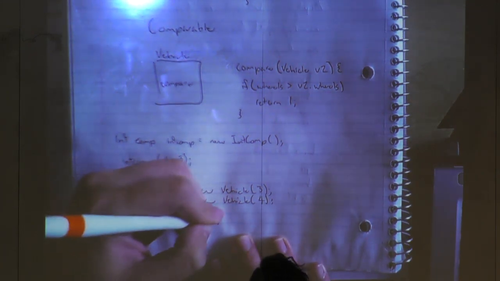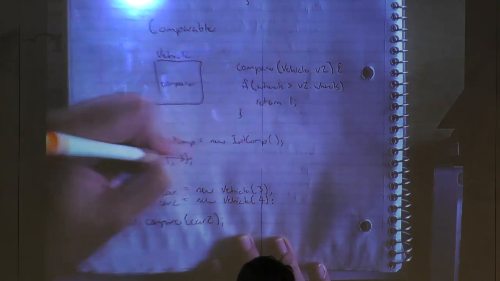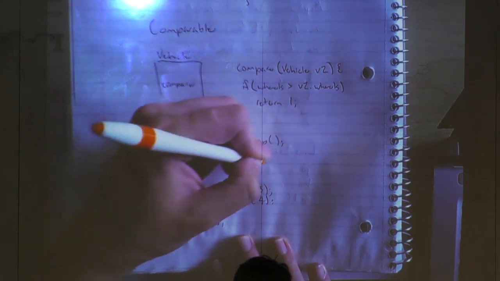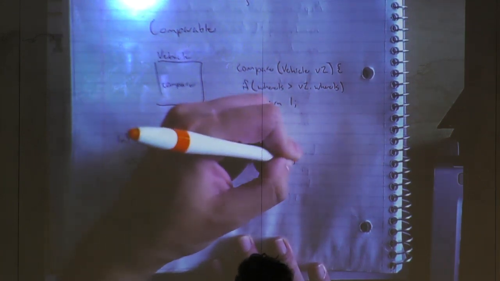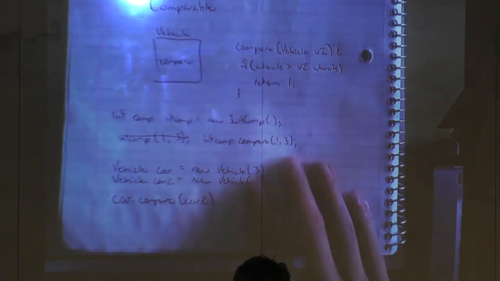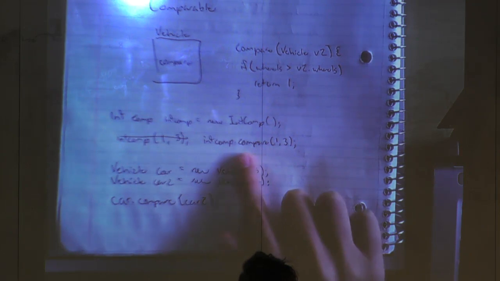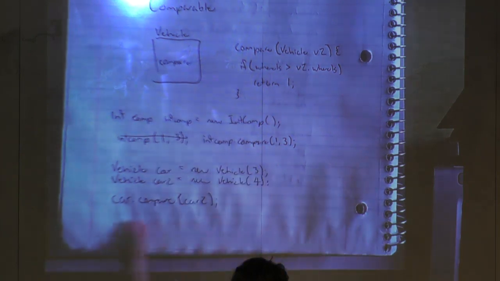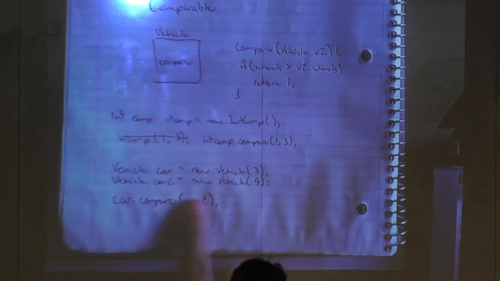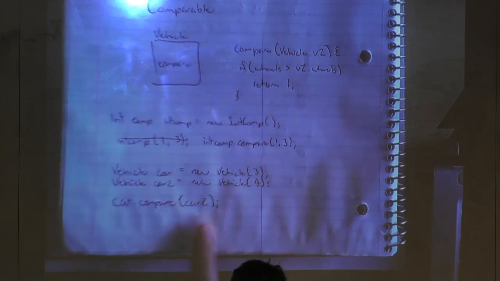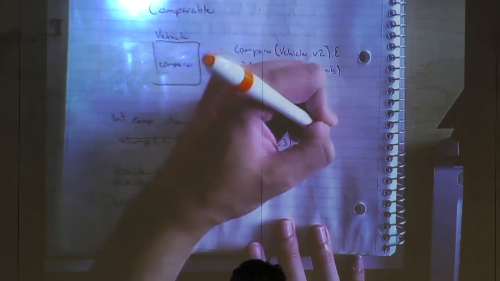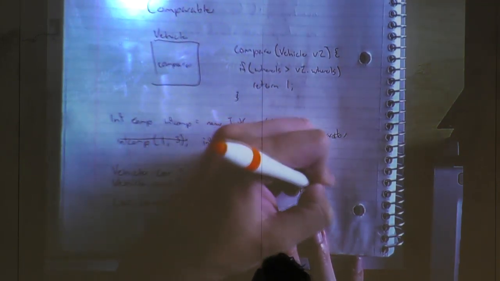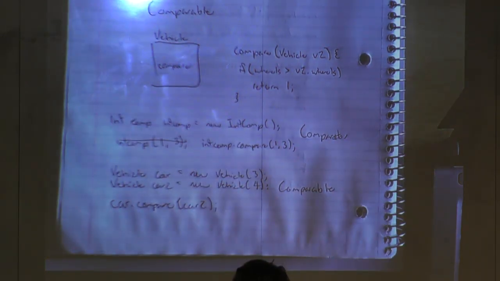So actually, this would be int comp dot compare 1, 3. So you can see the difference here. In this one, you're working with 2 inputs using an outside class. And in this one, you're using the class itself to compare against another instance of that class. And this one is Comparator, and this one is comparable. Everybody good on that?